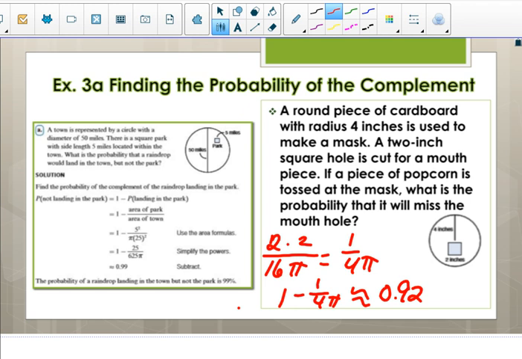So just make sure when you're putting this in your calculator, you put this in correctly. The first time I put it in there, I did not put that in correctly. So I would just do 4 times pi, solve that, take 1 divided by your answer, solve it, then take 1 minus that answer to get your 0.92.